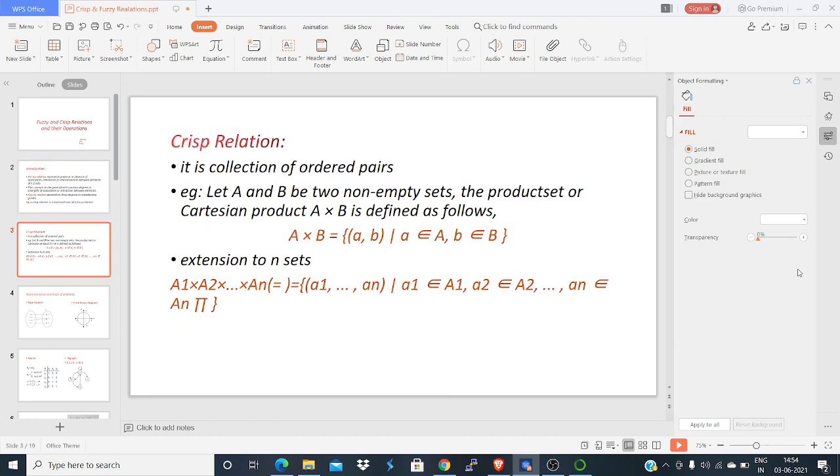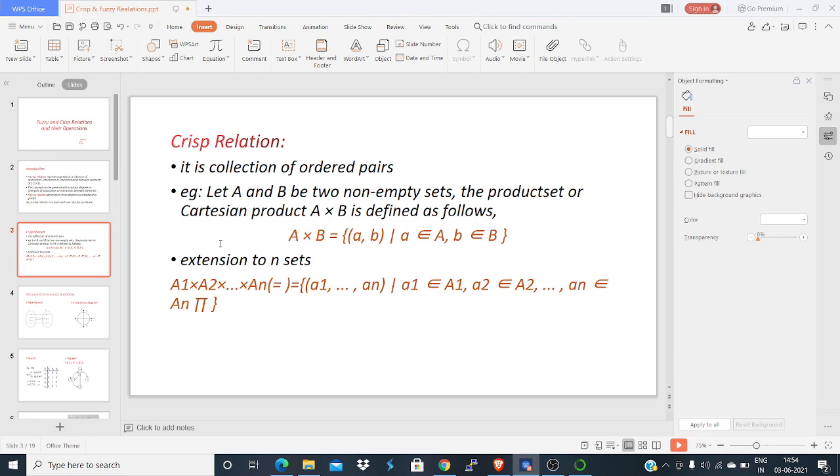A crisp relation is a collection of ordered pairs. Let's take two sets, and the representation is as follows. Let's take two non-empty sets. This is the representation: A cross B, where (a, b) is the resultant, where a belongs to A and b belongs to B.